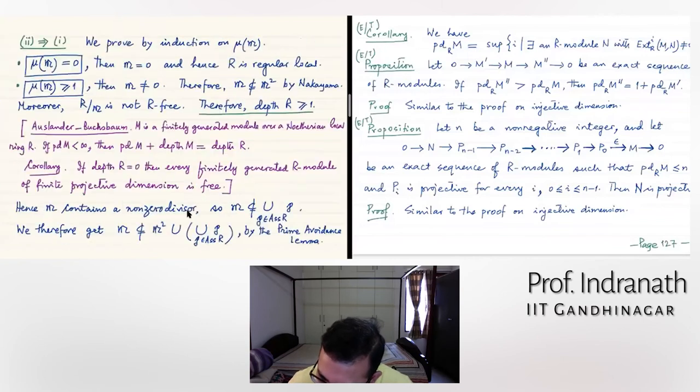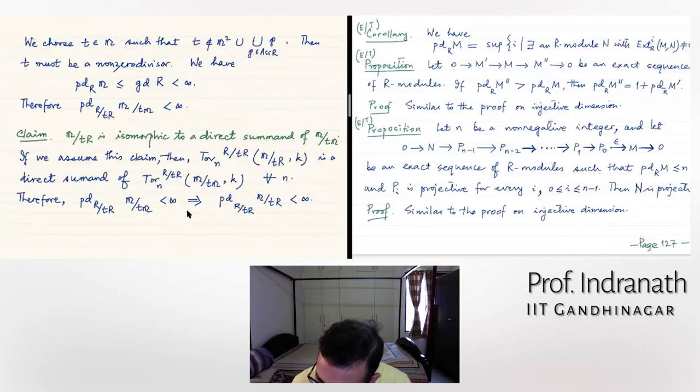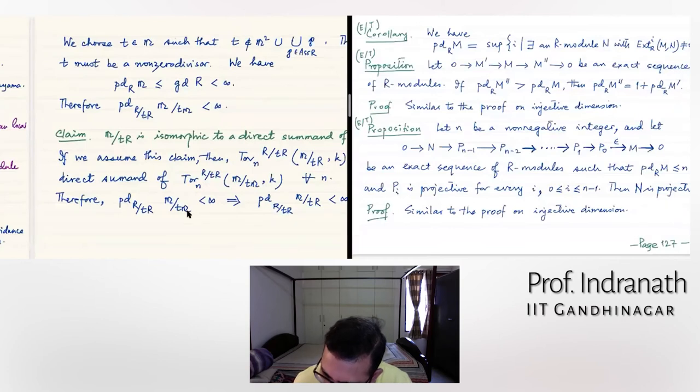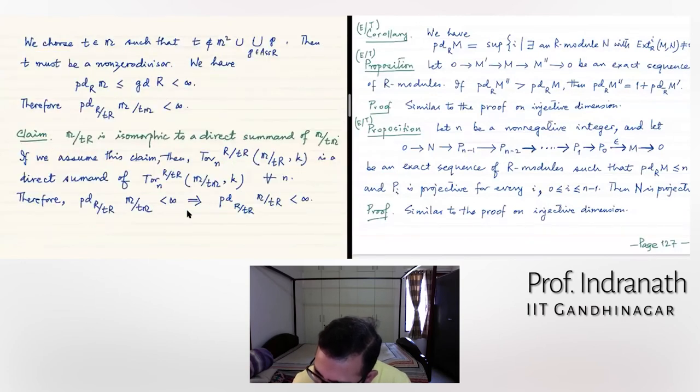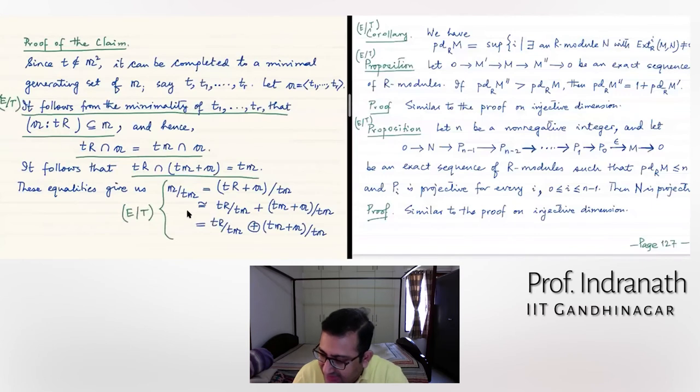The whole idea was to use the induction hypothesis and go modulo a non-zero divisor and use the new ring, that is R mod TR. Okay. And the whole idea behind this claim is that you can use the TOR and show that the projective dimension is finite. You can see here that everything is being transferred to R mod TR, so we are writing these over R mod TR.